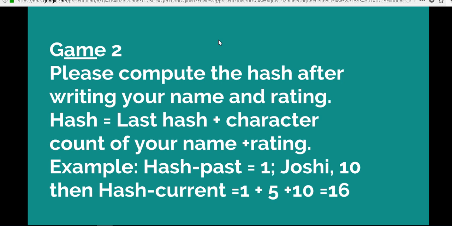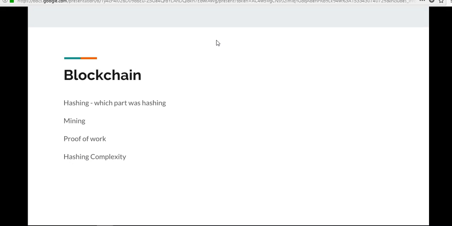The next game that we played was calculating the hash and creating a block for yourself. When you want to rate the instructor, you start with the last hash, the number of characters in your name, and the rating, and that would be the final hash. So for the first block, hash is 1. My name is Joshi, so it's 5. I give a rating of 10, so it's 1 plus 5 plus 10. So 16 would be the new hash. That was our simplistic block, and we added more complexity to the block later.